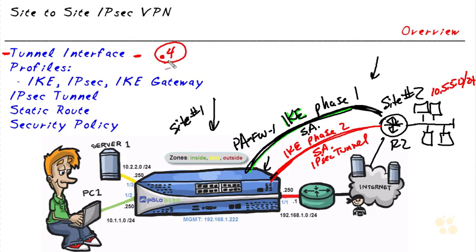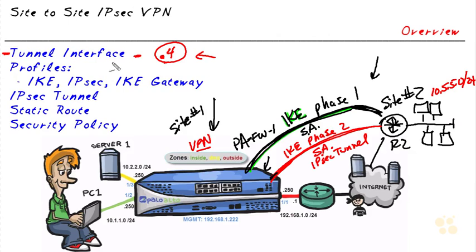We could use that. Once we create the new tunnel interface, we're also going to associate that with a zone. And because we already have a VPN zone that we set up earlier from our remote access VPNs, we can go ahead and associate this tunnel interface with that same VPN zone if we want to.